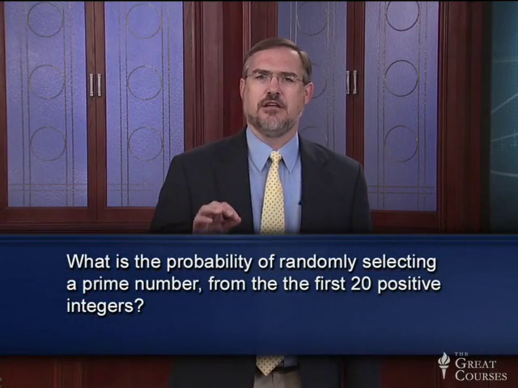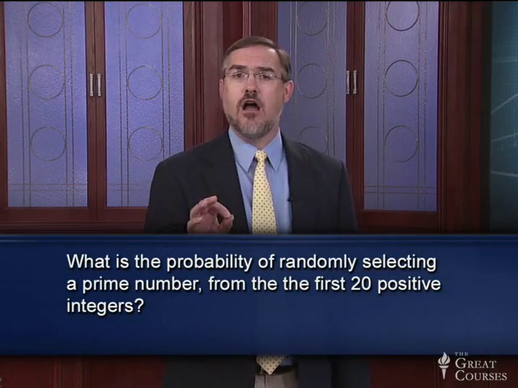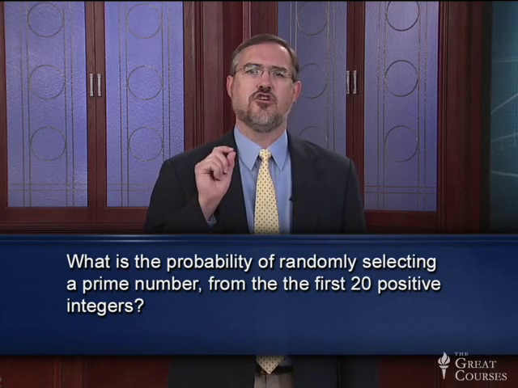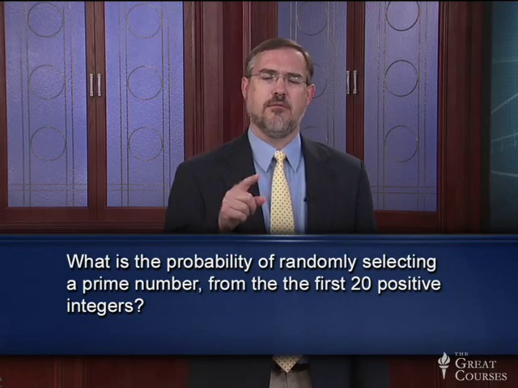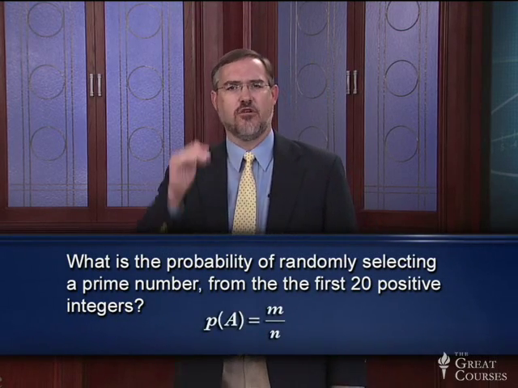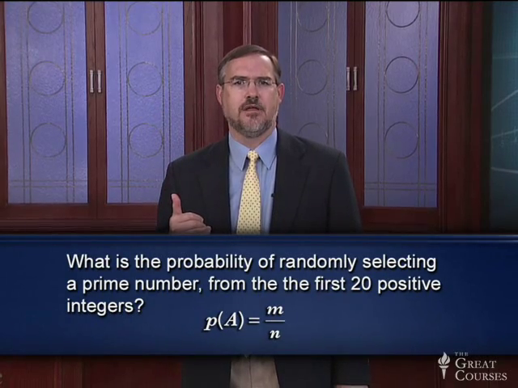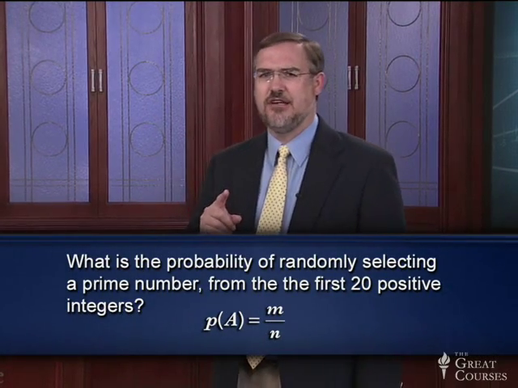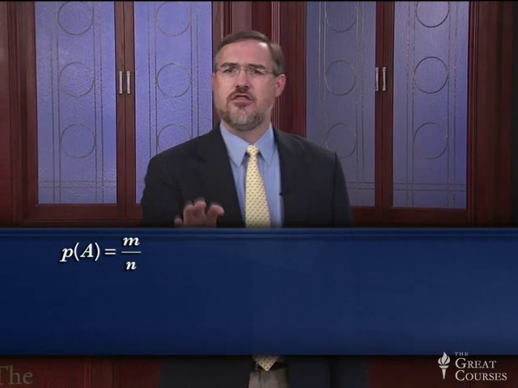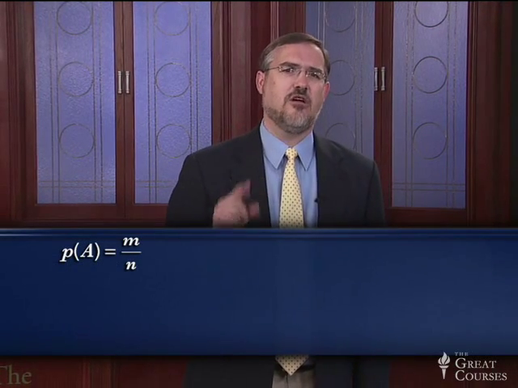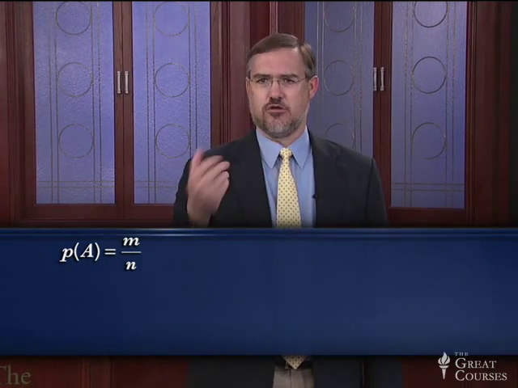What is the probability of randomly selecting a prime number from the first 20 positive integers? Remember, the probability of that event is going to be m over n. Now, what's the sample space in this problem? You actually have to figure out what the large space of all possibilities is before you can move forward with one of these problems. And the size of the sample space is the denominator of that theoretical probability formula. So we need to know what the set of numbers is that we're choosing from.